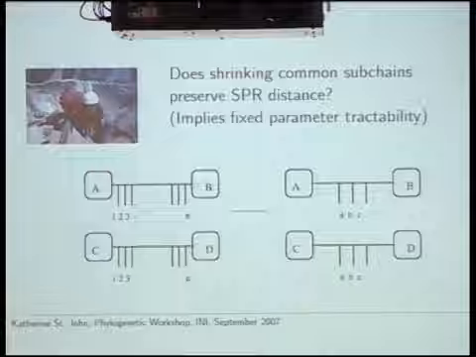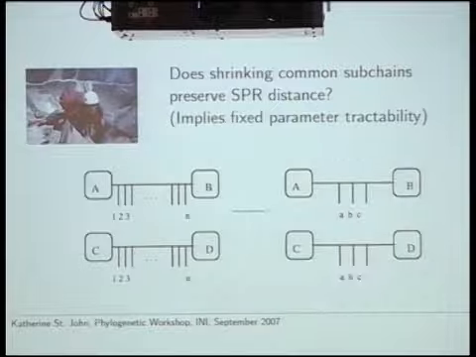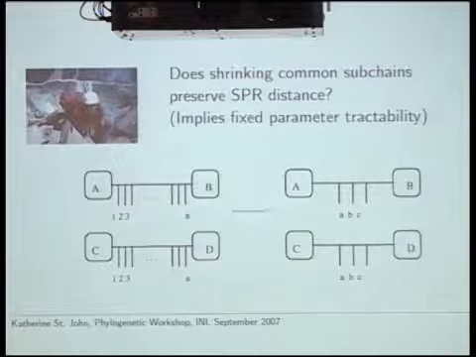So yeah, this still leaves this question: if you take two trees with common chains and you shrink them, do you get the same distance under SPR? And no one knows, so it'd be a great thing.